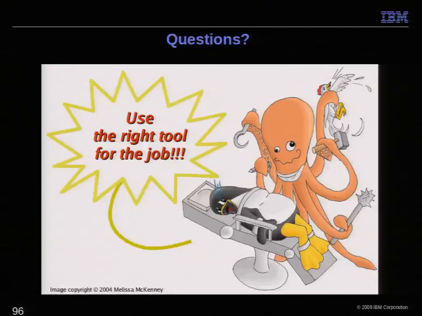And if you remember only one thing from this talk, let it be this. Use the right tool for the job. Okay? If you use the right tool for the job, things will work fairly well. If you insist on using the wrong tool for the job, you've only got yourself to blame, right?